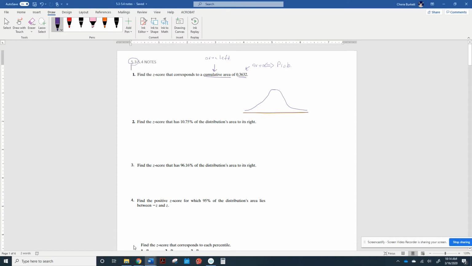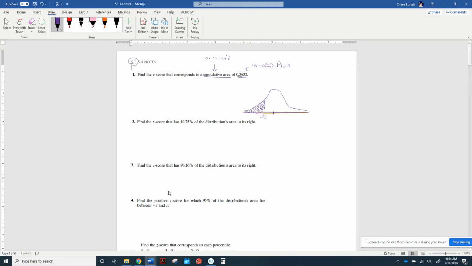You should be able to draw the picture. Here's where 0.5 is, so 0.3 is going to be somewhere over here. And it was the cumulative area, so that translates into the area to the left. And according to StatCrunch, this was negative 0.35. So let's go see.